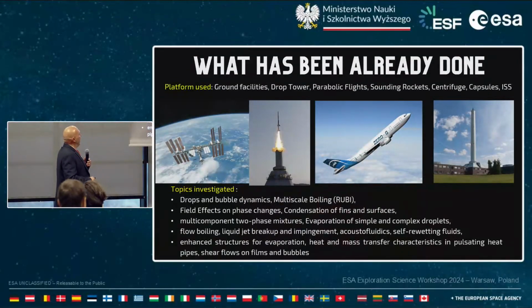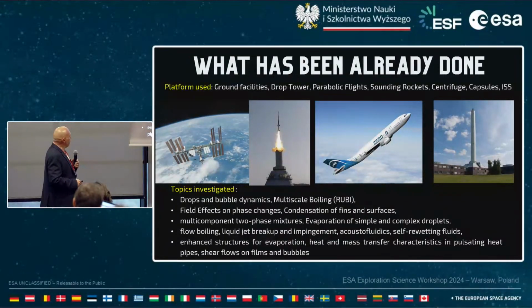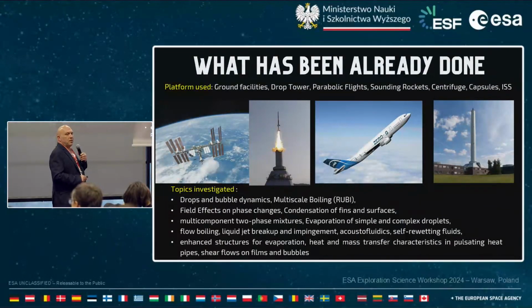Of course, a few on the ISS, but also sounding rocket, parabolic flight, drop tower, and centrifuge. CREST has also used capsules like Photon, which I don't think is active anymore. So we have studied drop and bubble dynamics, boiling, for example Access, with Tatiana Verim and Catherine Colin involved on Ruby. And then we have the effects of fields, like the electric fields Senthil explained for the droplet experiments, and then condensation on fins, for example.